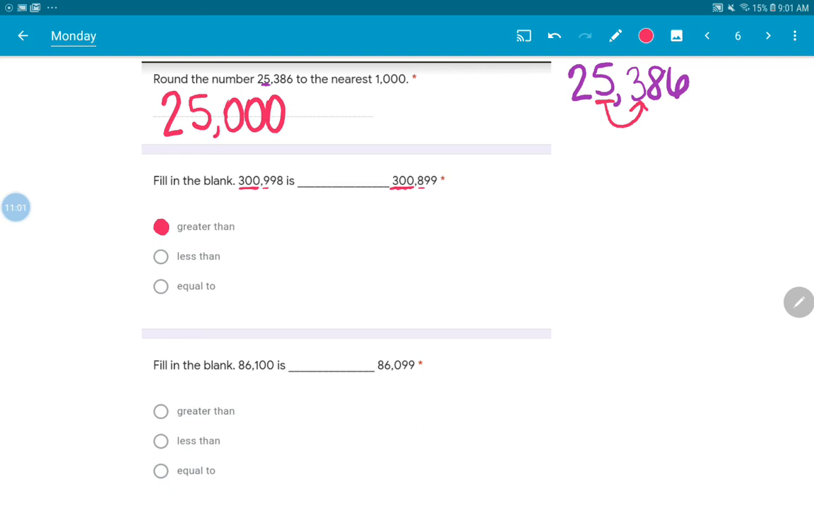All right, last question. 86,100 is greater than, less than, or equal to 86,099. Amy, greater than? How do you know? Because 99 is one less than 100. Yeah, 99 is 1 less than 100. Very good.